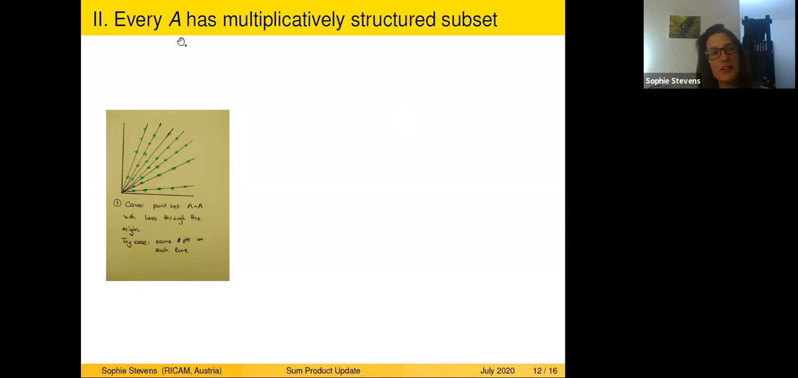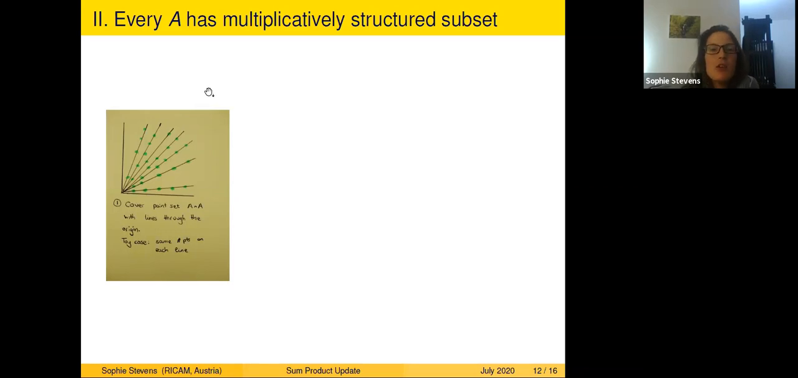And again, the same for the different set. All right, so return every A has got a multiplicatively structured subset. So again, I'll say how to find the subset and then I'll justify why it's multiplicatively structured in the quantitative form that I claim it will be. And one of the nice things about this argument is that it's entirely pictorial. It's almost entirely pictorial. All right. So every A has a multiplicatively structured subset.